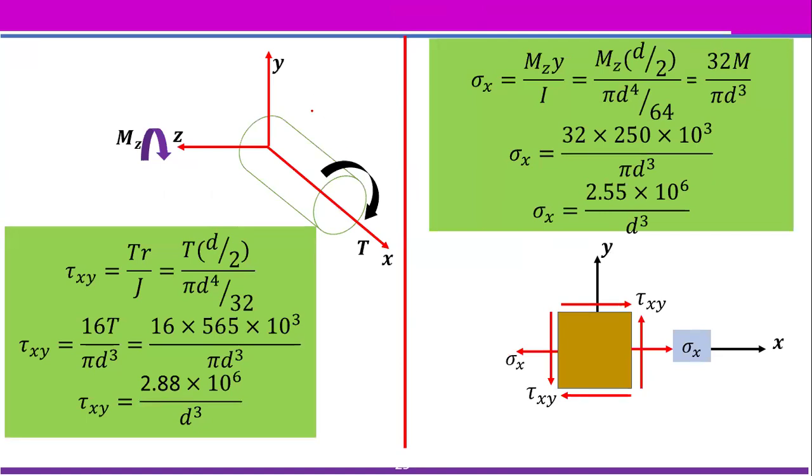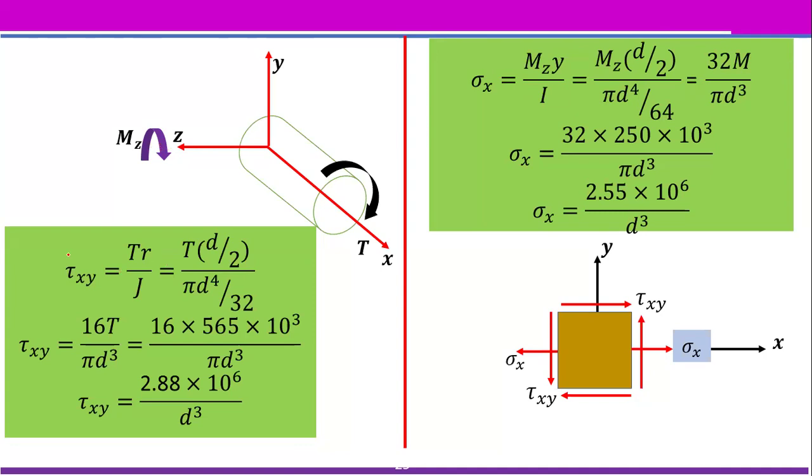So this is a free body diagram for the shaft. The shaft is subjected to torque along the x direction. So don't forget, torque causes shear stress, and bending moment along this direction induces normal stress, or we call it bending stress.